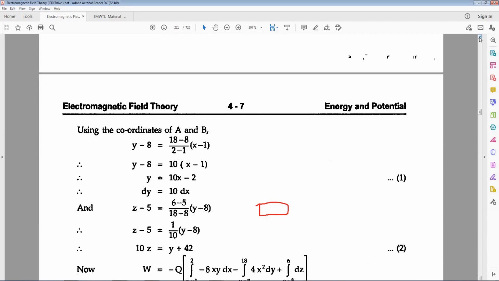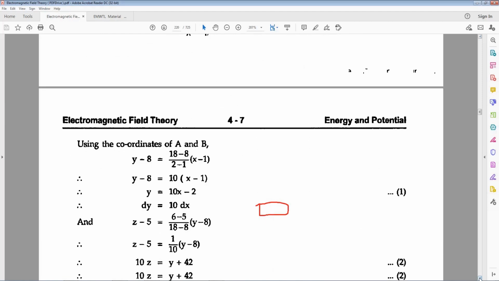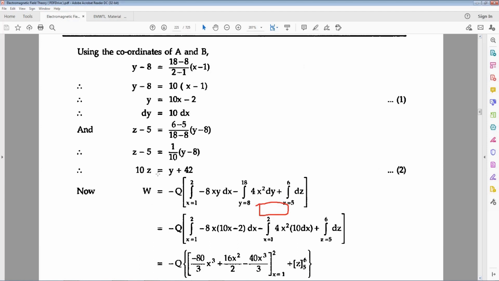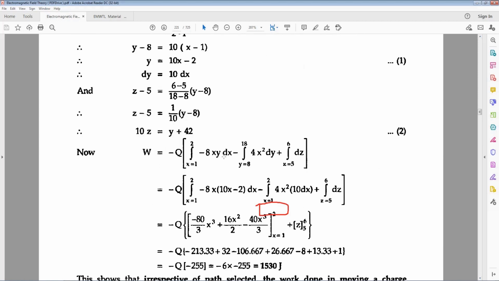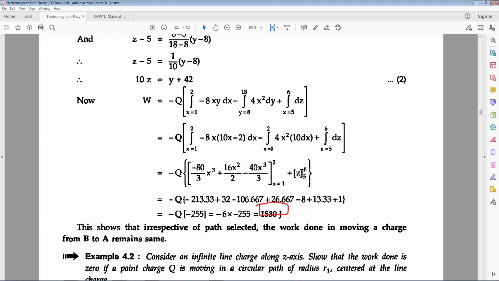Using the straight line path from B to A, find the equations of y and the z values. Y is equal to 10x minus 20, dy is equal to 10 dx, and z minus 5 is equal to 10z is equal to y plus 442. So only the y and the dy change. The remaining is all the same. So both have the value of 1530 joules as the work done. Okay, my dear friends.